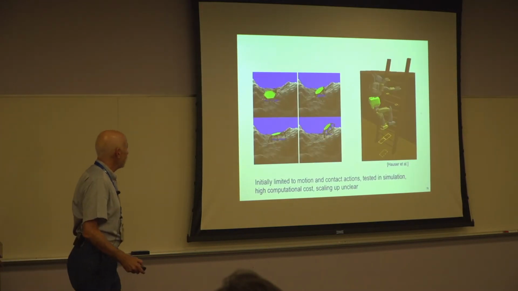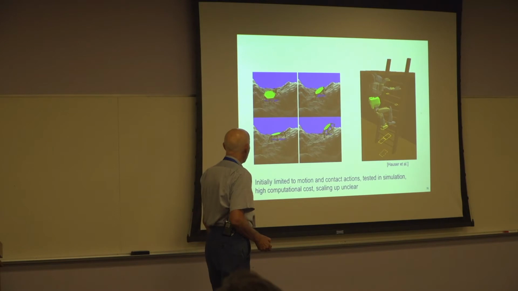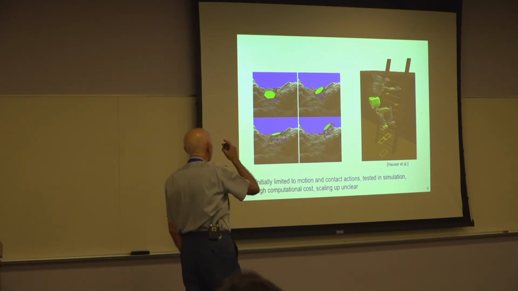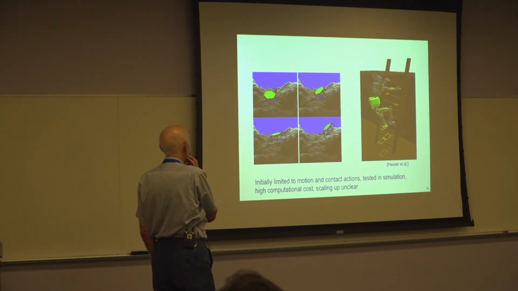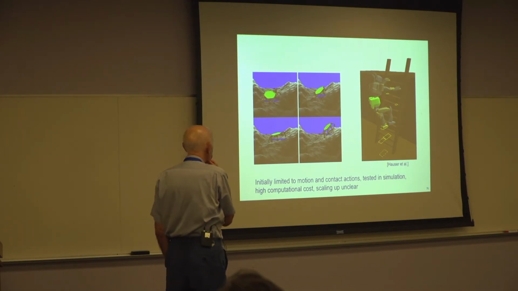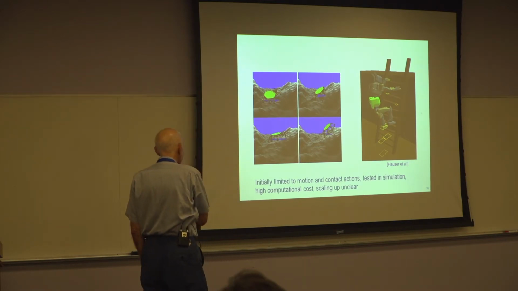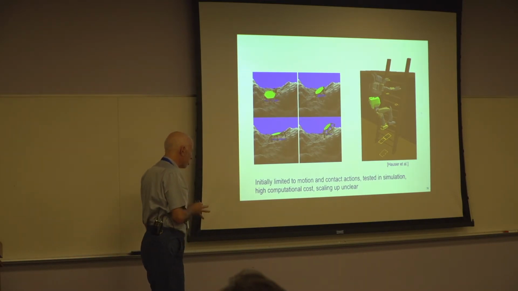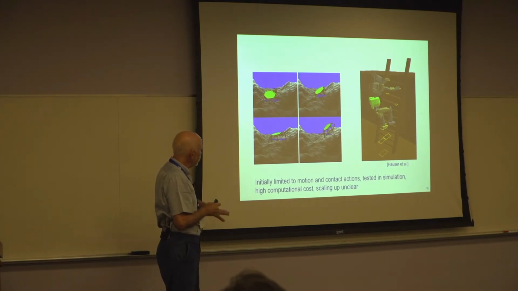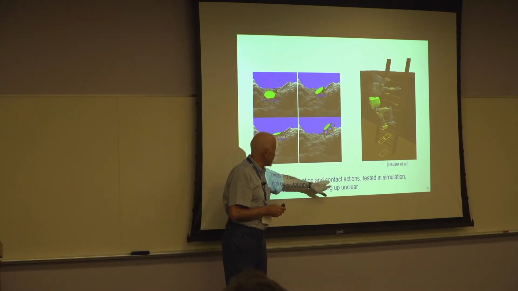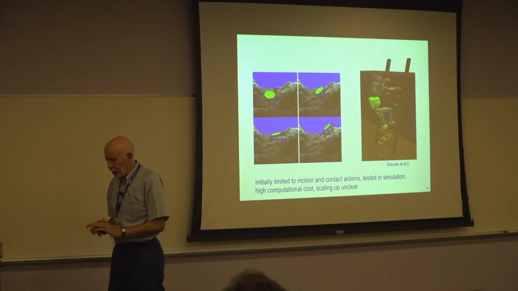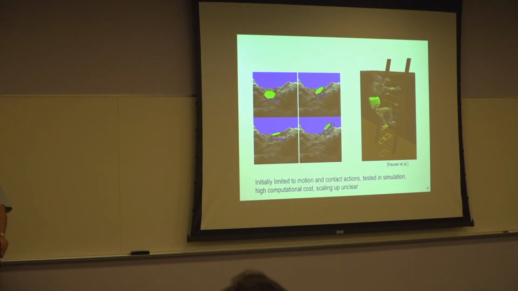This PTR approach has been applied to a hexapod going over rough terrain, and also with humanoid robots climbing a ladder. And only in simulation, to my knowledge. Initially, the approach was limited to motion and contact actions only. No general actions, and only metric actions. No causality, explicit causality. Tested in simulation, high computational cost, the scaling up is unclear.